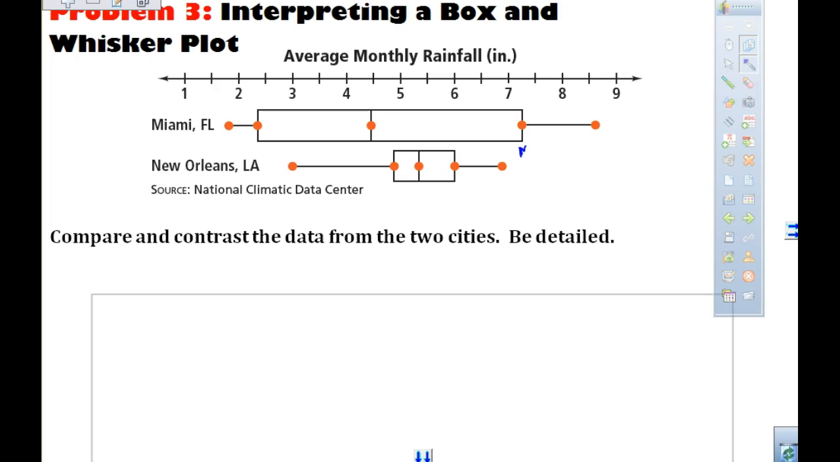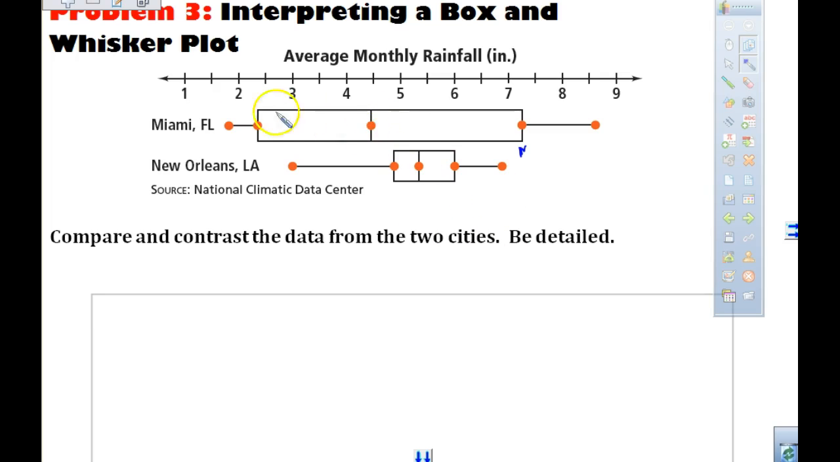It asks you to compare and contrast the data from the 2 cities and be detailed. So, if we are looking at this, what could we say about their medians? The median of New Orleans is what? They're both what? Yeah, so we would say that, if we were looking at this, half of my data is here and half of it's here. Same thing here. This is half.